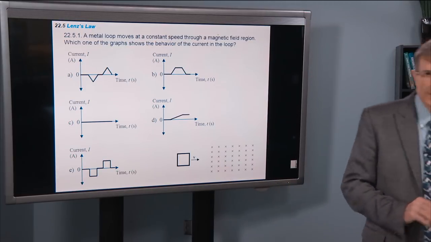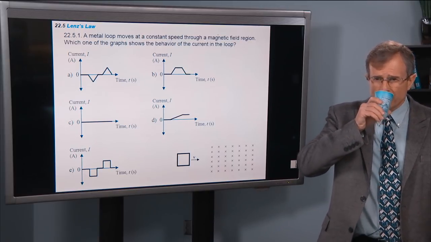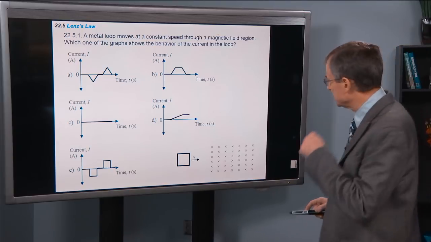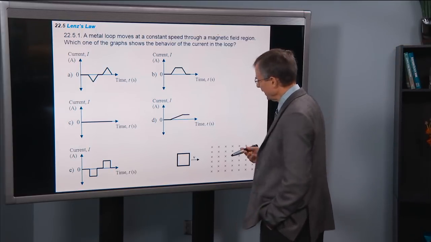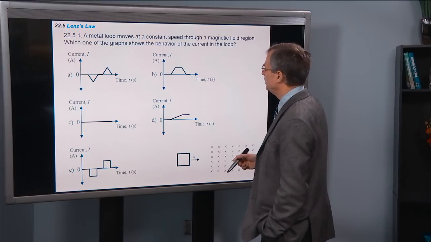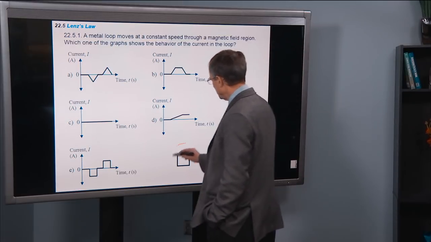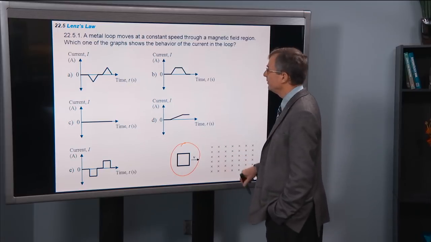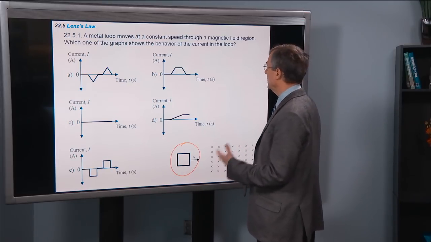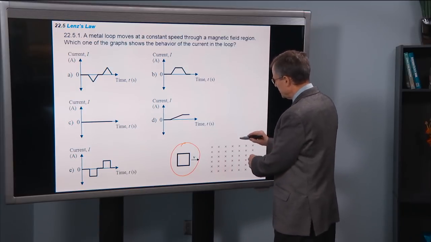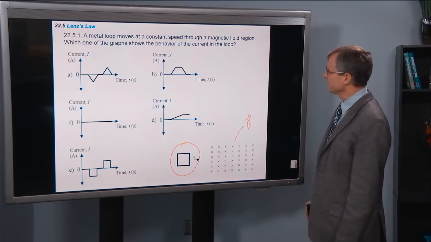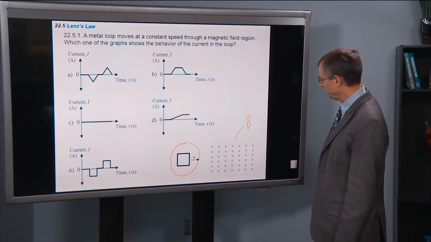Okay, this is an important slide for trying to understand how this works. This is basically the same problem that we just did. A metal loop moves at constant speed. This is the loop, and this is the speed. It's moving to the right. Instead of coming in from the top, it's coming in from the left in this case. Moves through the magnetic field region. Which one of the graphs shows the behavior of the current in the loop?